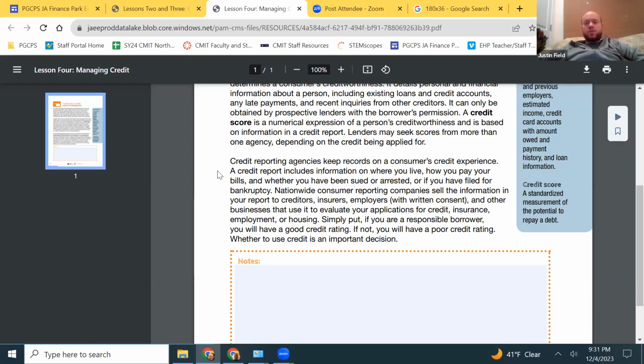Nationwide consumer reporting companies sell the information in your report to creditors, insurers, employers with written consent, and other businesses that use it to evaluate your applications for credit, insurance, employment, or housing. Simply put, if you are a responsible borrower, you will have a good credit rating. If not, you will have a poor credit rating. Whether to use credit is an important decision.